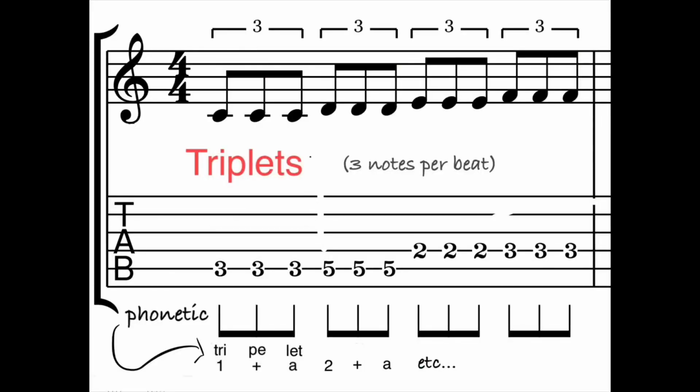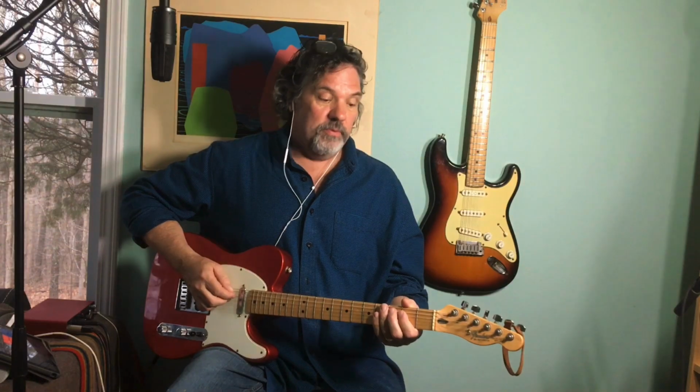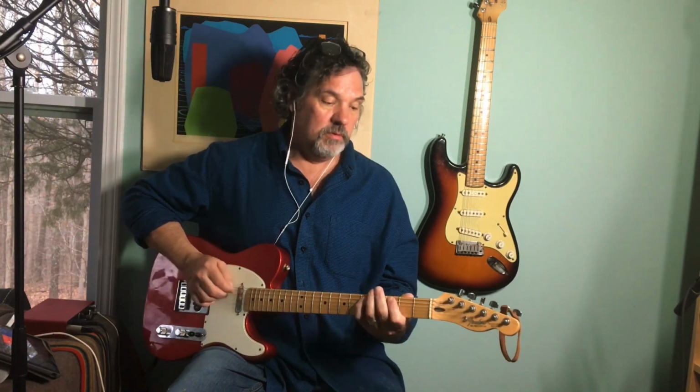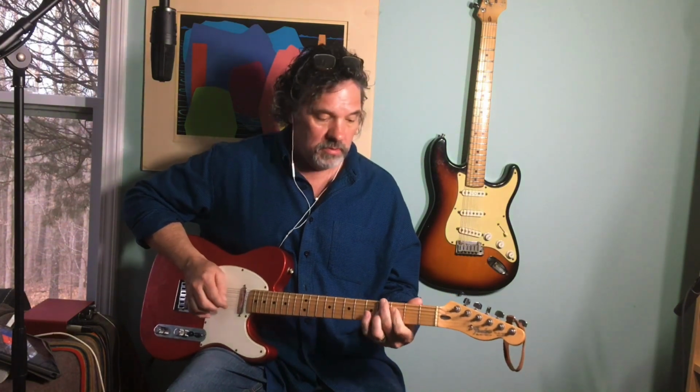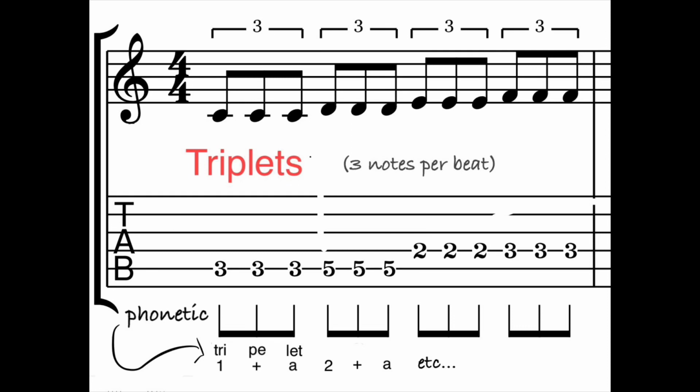Now, there's 2 phonetics that I'm very familiar with out there in the world for this. One of them is triplet, triplet, triplet, triplet. Triplet, 4, and... Okay. The other is sometimes I'll hear it counted like 1 and a, 2 and a, 3 and a, 4 and a, 1 and a, 2 and a, 3 and a, 4 and a. Either way.